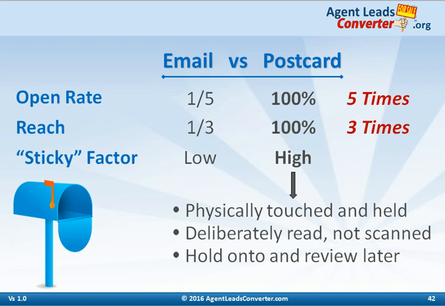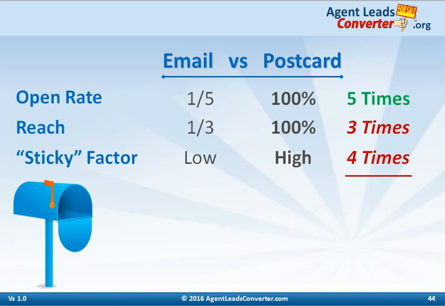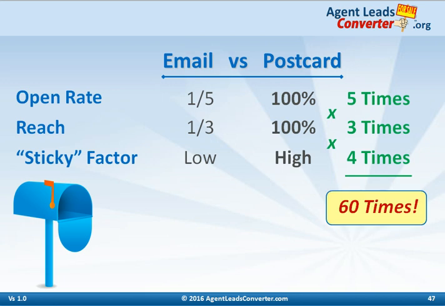In fact, it's not uncommon for our clients to show up at listing appointments and find stacks of our postcards sitting on the prospect's counter. Because of this, our postcards have at least a 4 times greater sticky value than emails. So when you add it all up, 5 times the readership multiplied by 3 times the number of leads who get them, multiplied by 4 times the sticky value, Agent Leads Converter postcards produce as much as 60 times the impact of an email. That's a lot. And that means more listings for you and more money you earn. That's why Agent Leads Converter is so effective.